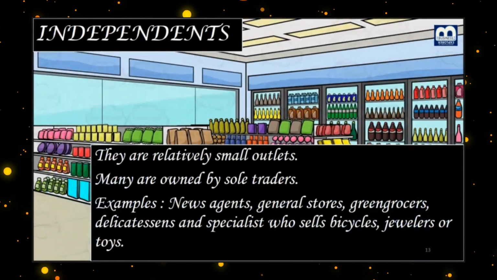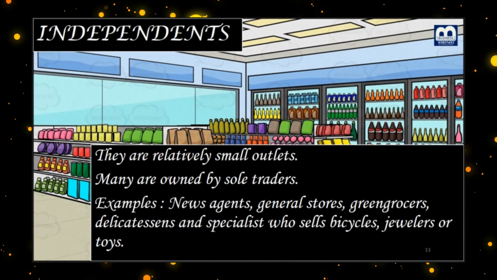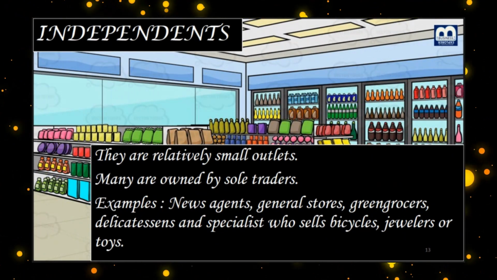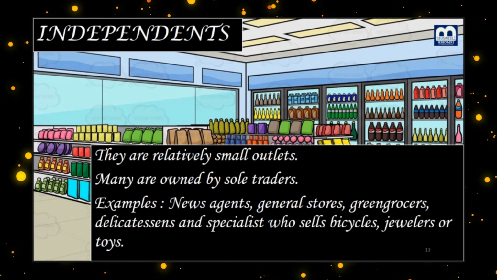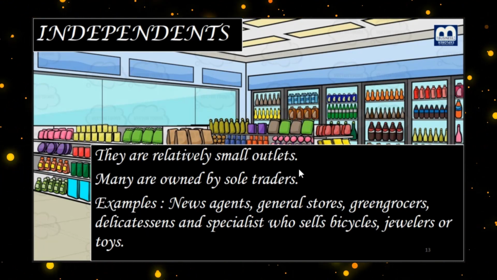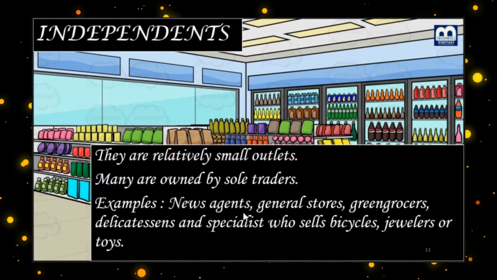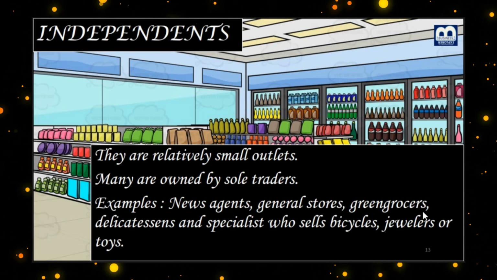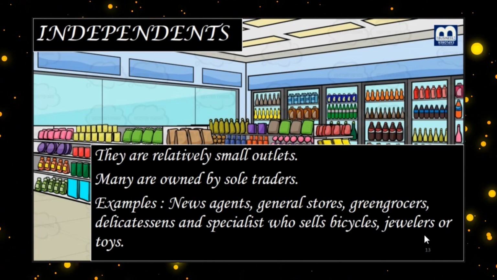Let's discuss the first type of retail outlet. They are independents. These are found in a variety of locations such as on high streets and shopping centers or malls or in small villages and towns. They are relatively small outlets. Many are owned by sole traders. Examples are newsagents, general stores, greengrocers, and specialists who sell bicycles, jewelers, or toys.